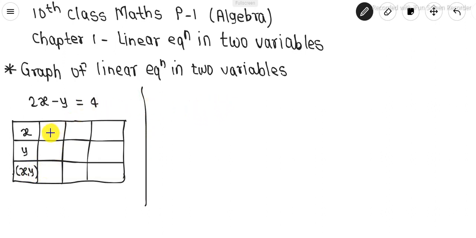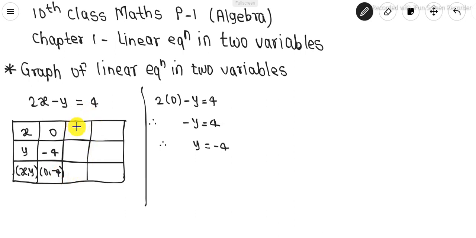If we put the value of x as 0, now we get 2 multiplied by 0 minus y is equal to 4. Therefore minus y is equal to 4. That is, the value of y coordinate is minus 4. Therefore the coordinates are 0 and minus 4.